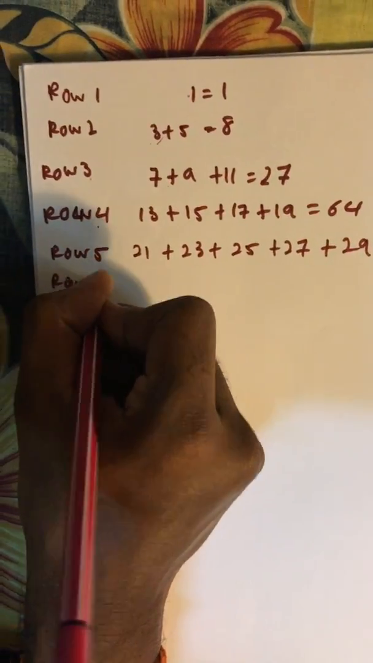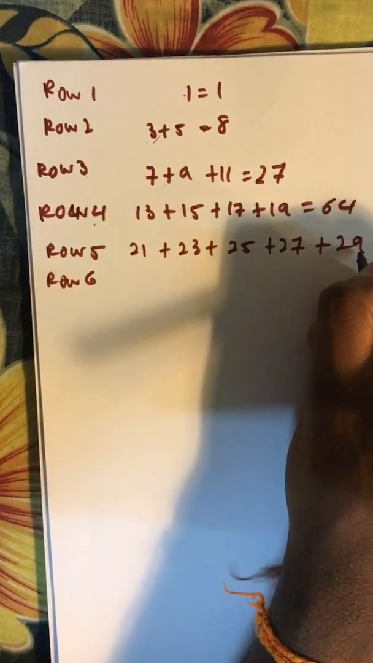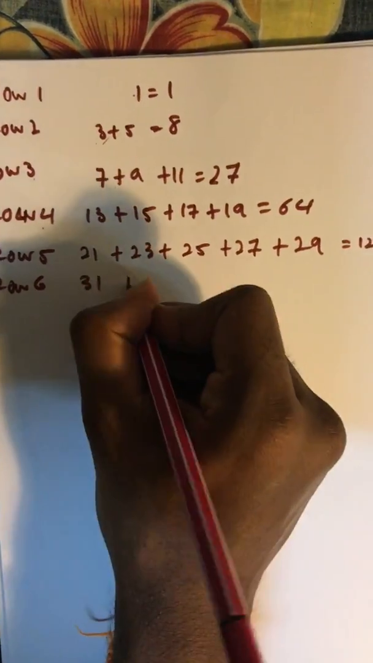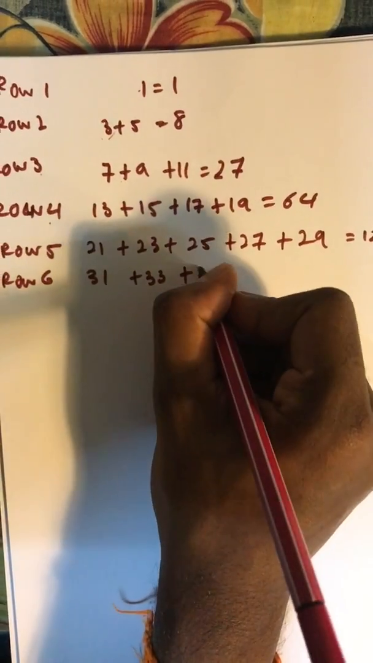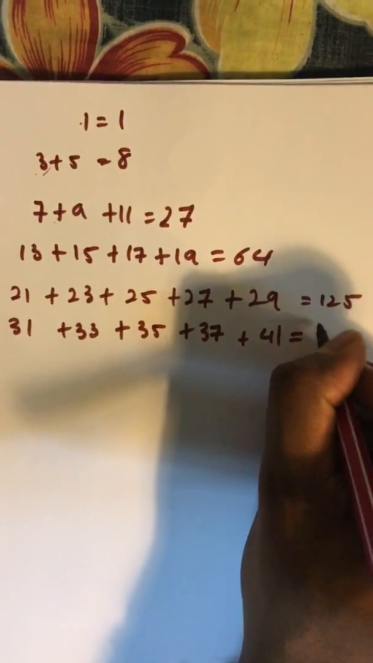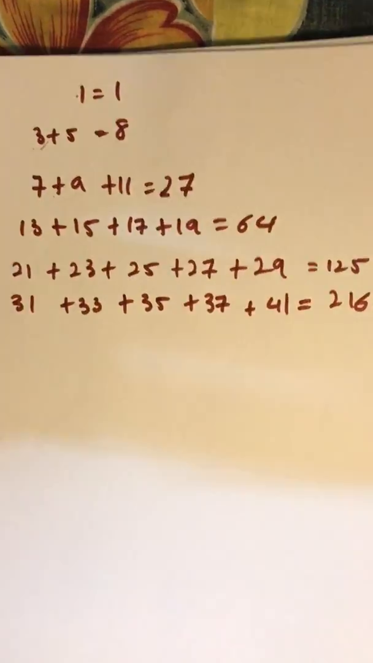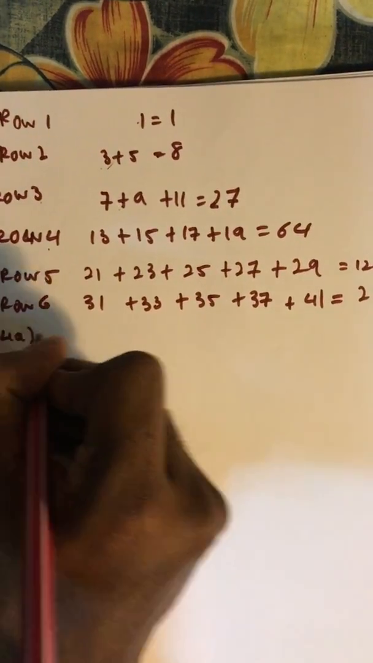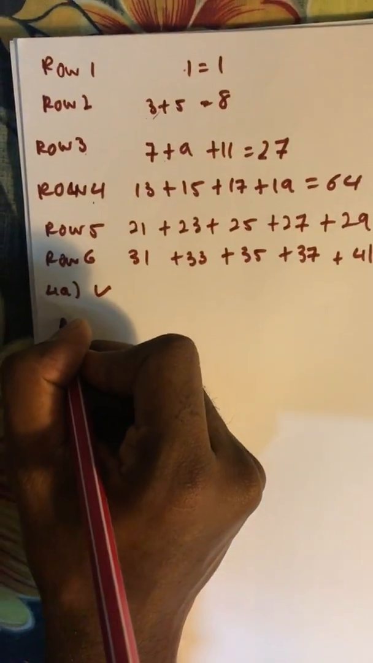Now for row 6, again we cannot repeat, we have to start with new numbers. Here is 29, so I'll start off here with 31 plus 33 plus 35 plus 37 plus 39. Okay, so you press in calculator, you should get 216. Okay, so that's technically question 4a. Okay, done. Now we look at 4b.